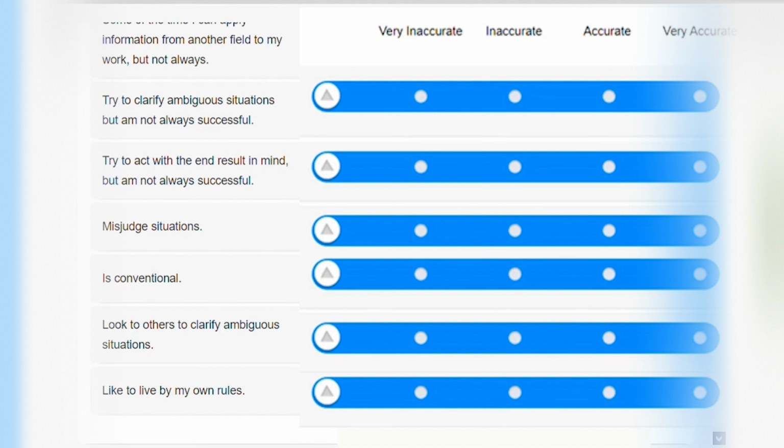Misjudged situation. Inaccurate is conventional. Inaccurate. Look to others to clarify ambiguous situation. Here I can pick accurate. Looking to others, kind of giving an idea of teamwork, which is like you're checking in with your team when there is a situation, which is a good thing to do. Like to live by my own rules. Inaccurate. No, you don't want to live by your own rules. You want to live by the rules of your organization, which are very important, right?